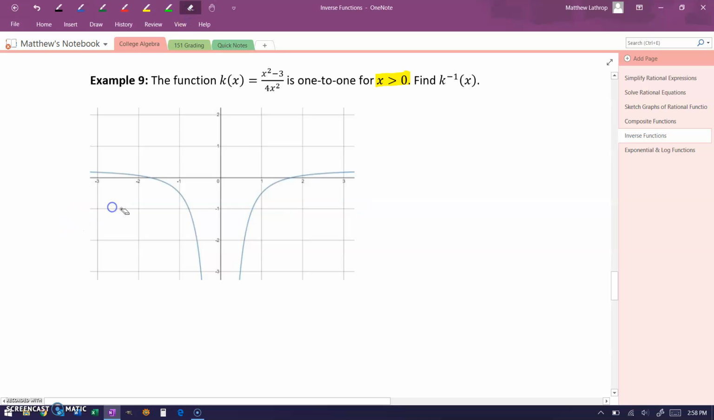So this entire function isn't 1 to 1, but if we restrict our domain so that we're only dealing with positive values of x, then what we have is a function that is now 1 to 1. So that domain restriction is specified in order to give us a 1 to 1 function. So we have y is equal to x squared minus 3 over 4x squared. We'll flip the positions of all of our x's and y's.